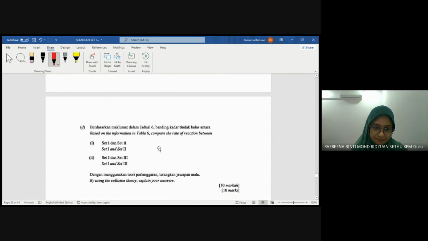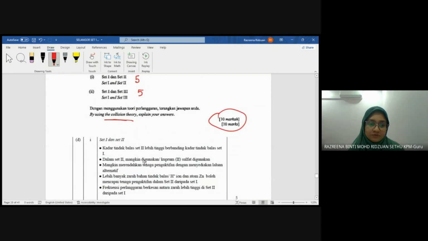Next question D. Based on the information in table 6, compare the rate of reaction between set 1 and set 2, and set 1 and set 3. For this case you have 10 marks, so you divide it into 5 marks here and 5 marks here. This is based on collision theory. So you must have 5 points for each.